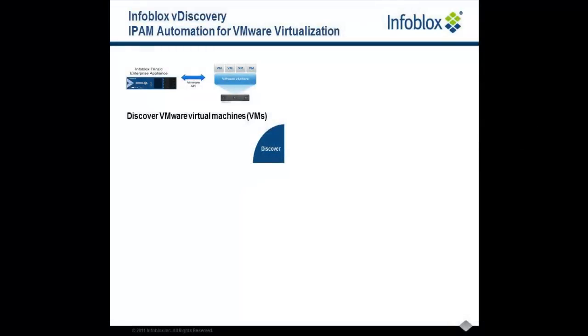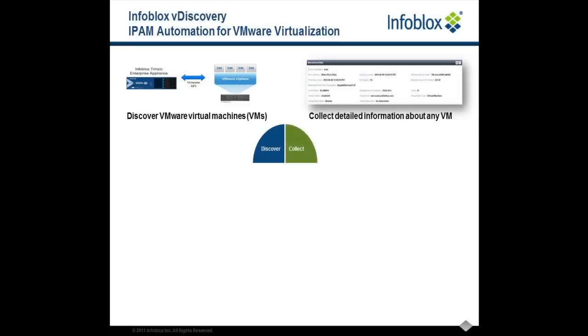vDiscovery discovers virtual machines that are running on a VMware, ESX, or ESXi host so you can monitor and track them. It uses standard VMware APIs for communication and requires no additional software to be installed. vDiscovery collects detailed information about each virtual machine, such as its discovered name, VLAN ID, and virtual data center, making it easier for you to conduct inventory on the VMs.